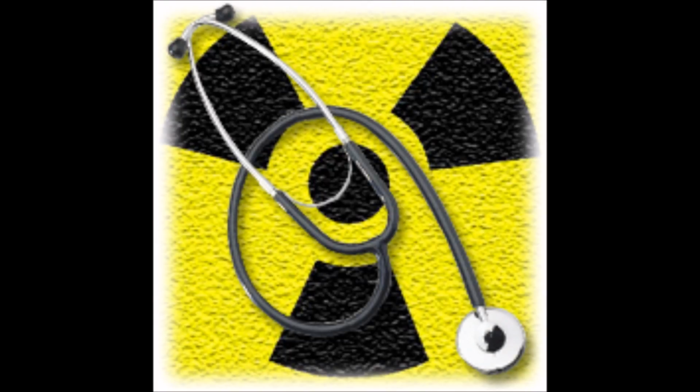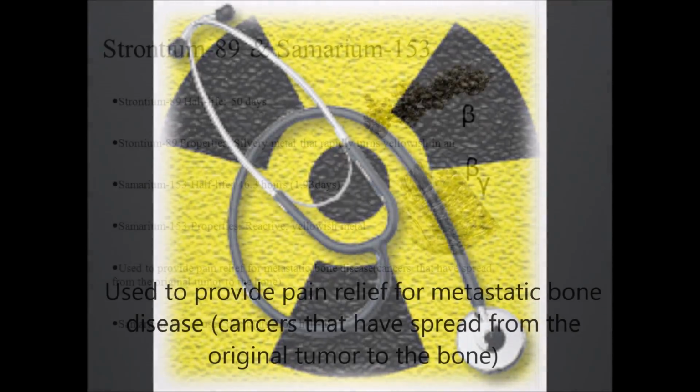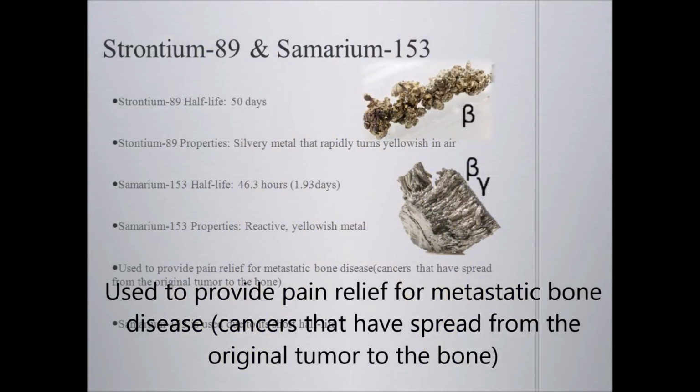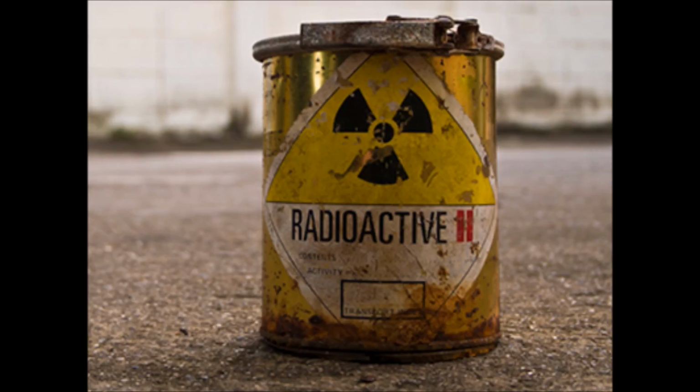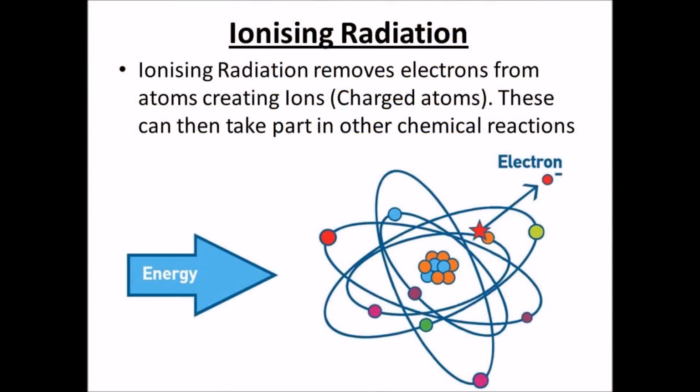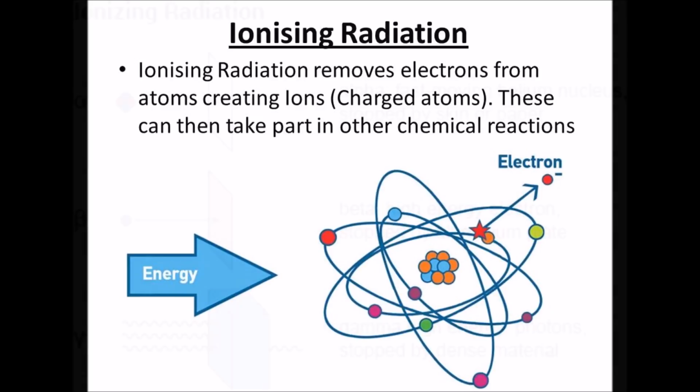Radioactive materials can be used safely for medical purposes. An example of this is strontium and samarium isotopes being used to relieve the pain caused by bone cancers. On the contrary, radioactive materials can be deadly. This is because radiation can cause atoms and other substances to be ionized.